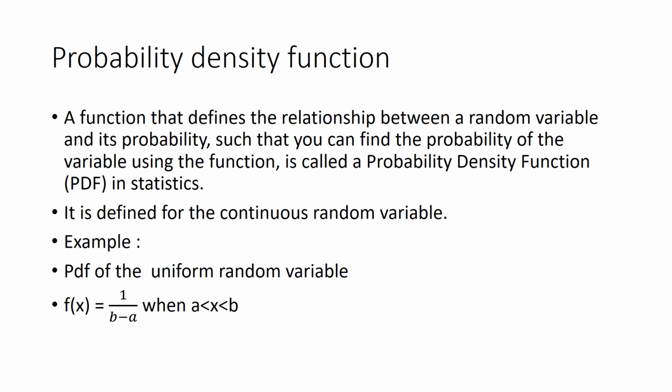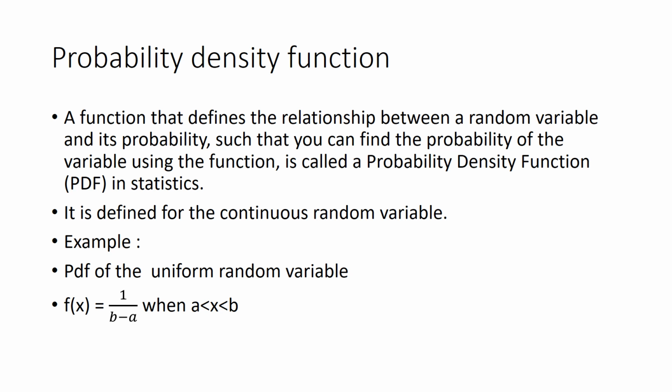Probability density function: a function that defines the relationship between a random variable and its probability, such that you can find the probability of the variable using the function, is called a probability density function (PDF) in statistics. It is defined for the continuous random variable. Example: PDF of the uniform random variable f(x) = 1/(b - a) when a ≤ x ≤ b.